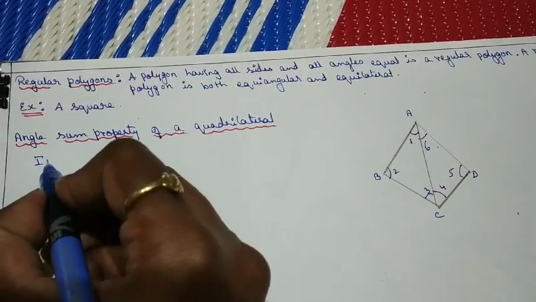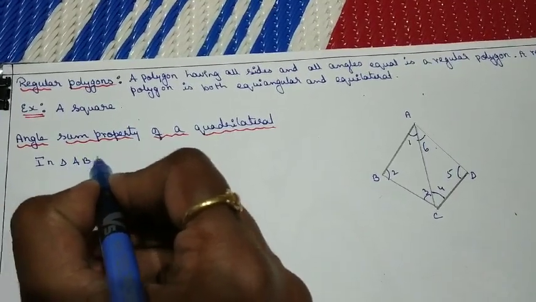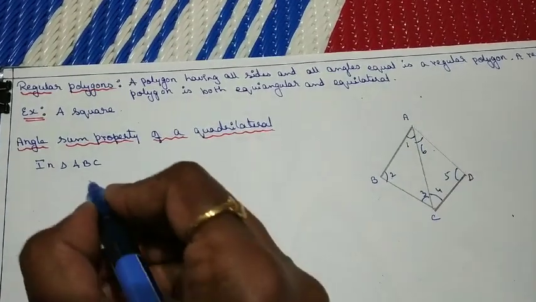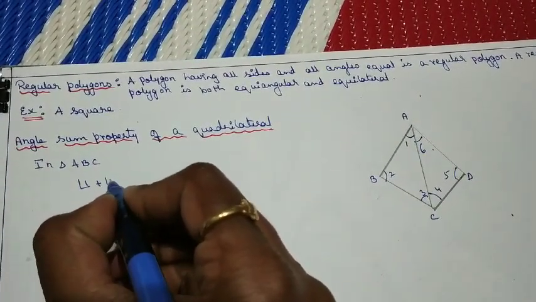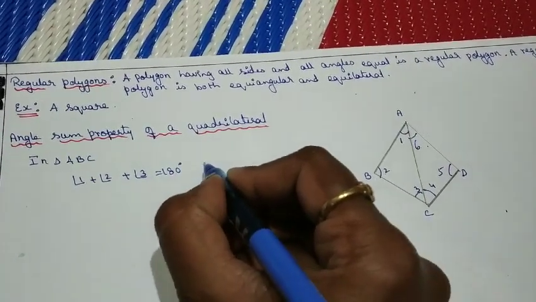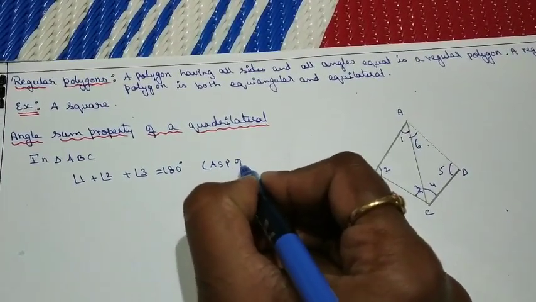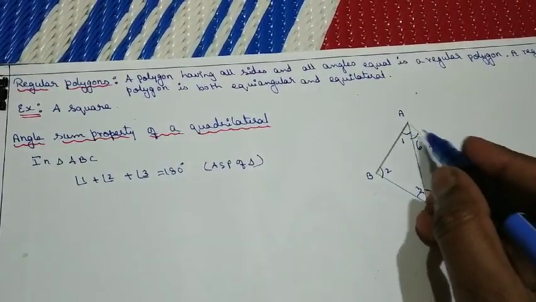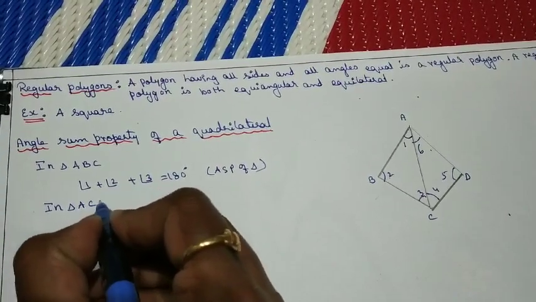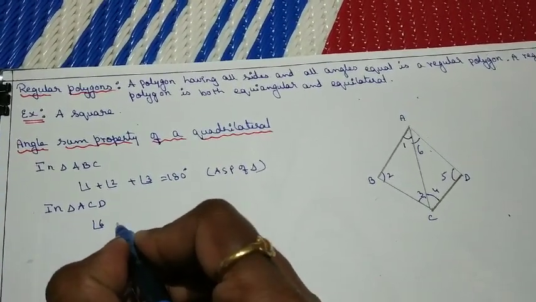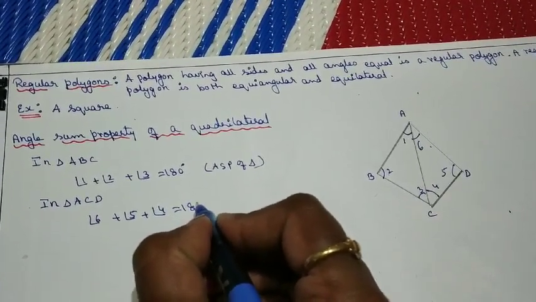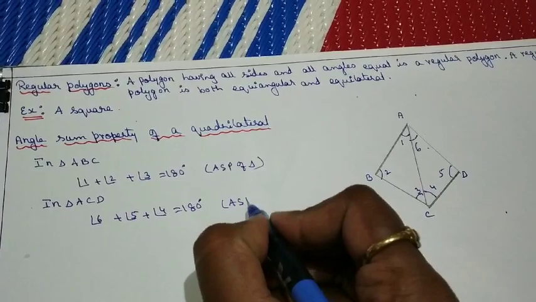So in triangle ABC, you can see this triangle I have taken and the angles lying are 1, 2 and 3. Therefore angle 1 plus angle 2 plus angle 3 equal to 180 degree. That is ASP of triangle. Next, in triangle ACD, angle 6 plus angle 5 plus angle 4 equal to 180 degree. That is ASP of triangle.